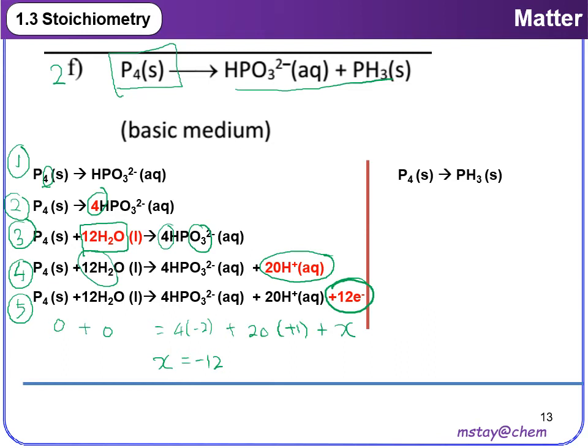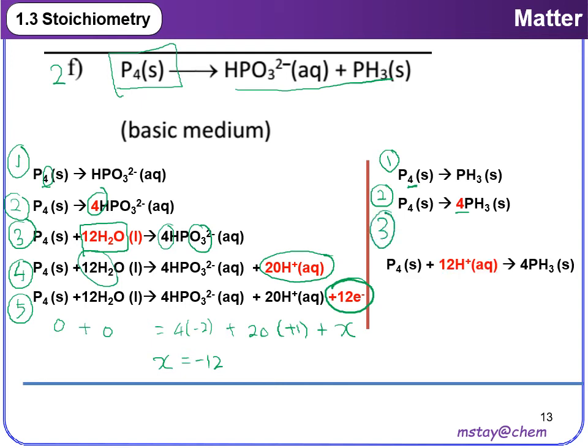So for the second half equation, step number 1, we have the half equation. Step number 2, we're going to balance other elements. Phosphorus here is 4, so we also add 4 in front of the PH3. And then step number 3, we are going to balance oxygen. But in this second half equation, there is no oxygen. So we can proceed to step number 4. So 3 times 4 is 12. So that's why here we balance H by adding 12H plus.